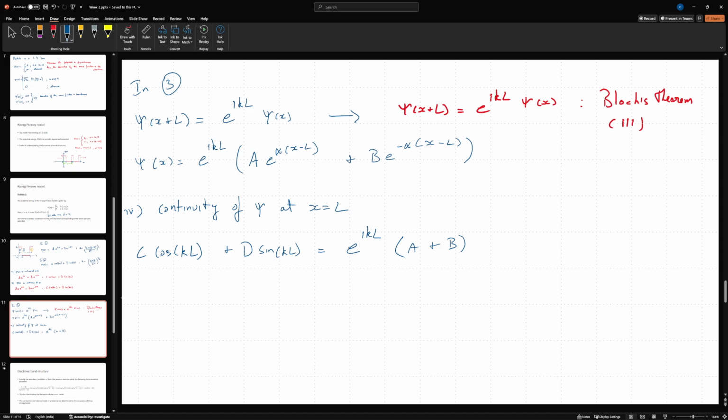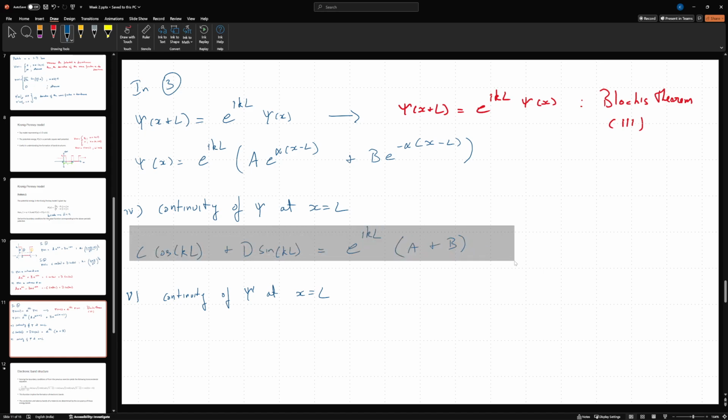And similarly, we will also need to consider the derivative. So this is the fifth equation: continuity of psi prime at x equal to L. This should have been in red. I think I know how to do that.